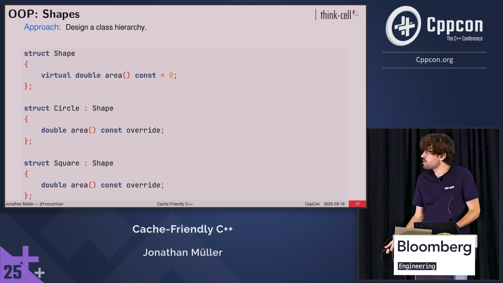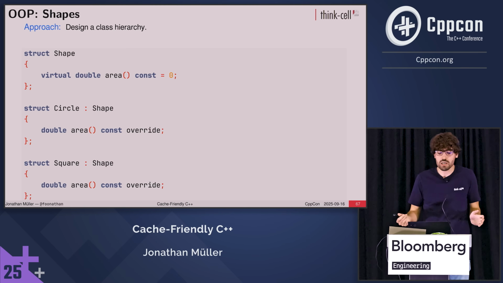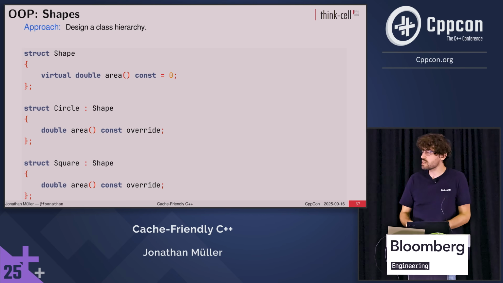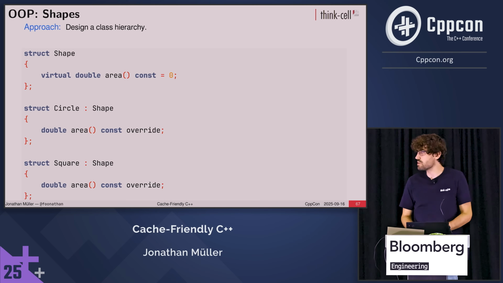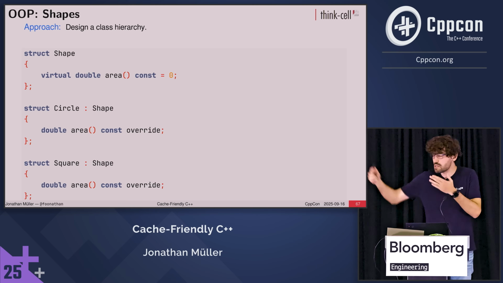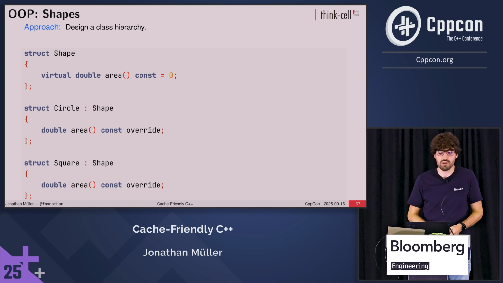So another classical OOP thing is, we have a bunch of shapes, and we want to operate on the areas. So we design a class hierarchy where we've got the shape base class with a pure virtual function, and then we have our circles and our squares, which derive from it and override the area function with the appropriate formulas. And both circle and square also store the relevant data, like the side length or the radius.